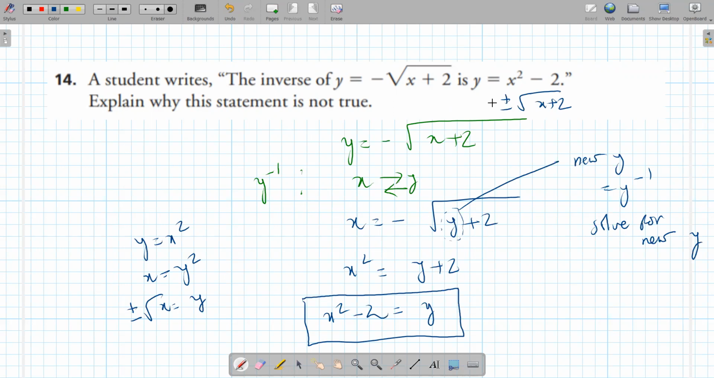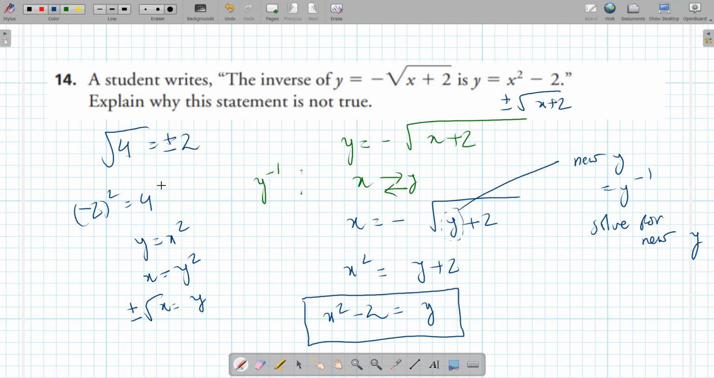And why do we always have plus minus? Because think about it. What's the square root of 4? It's 2, but it's also minus 2, because minus 2 squared is 4. So the square root of any number is plus minus. Also, the square root of anything has to be plus minus? Yes.